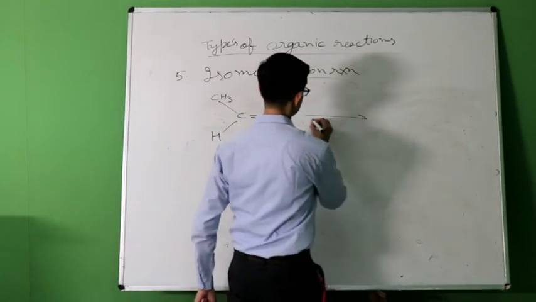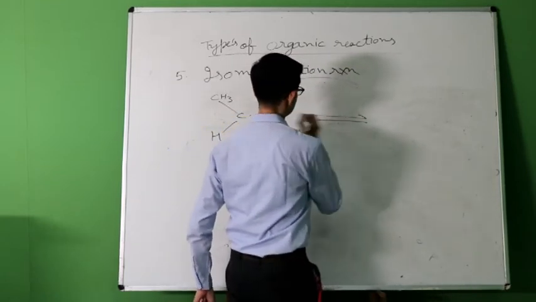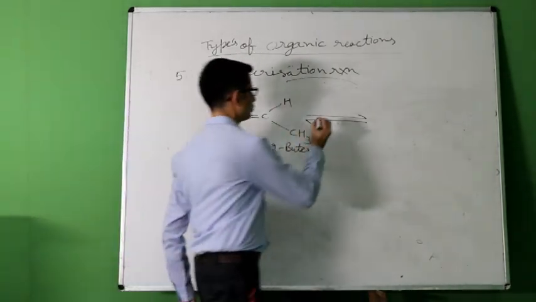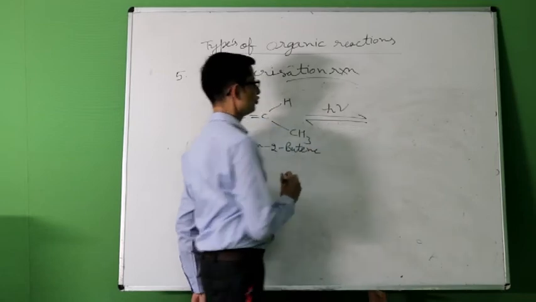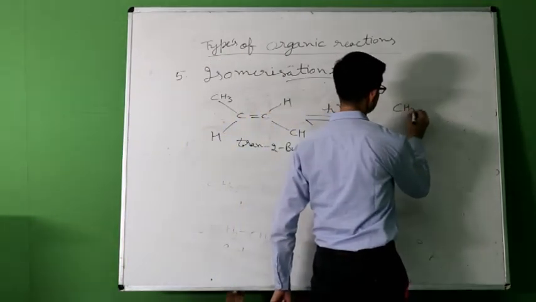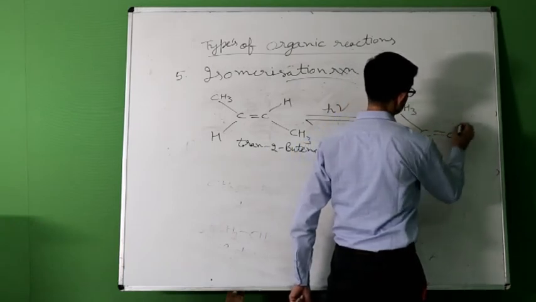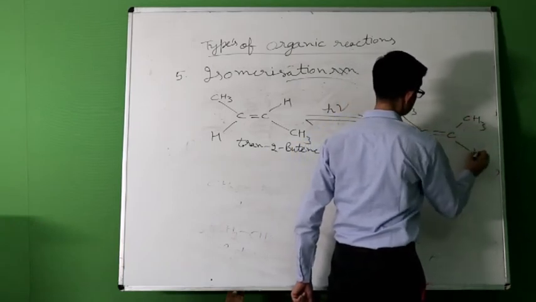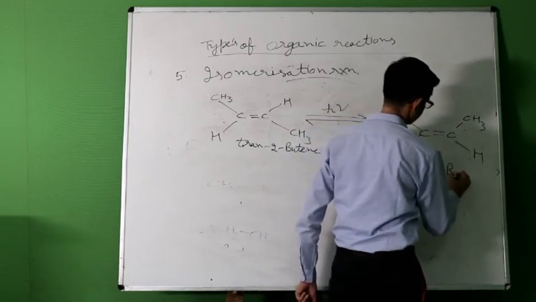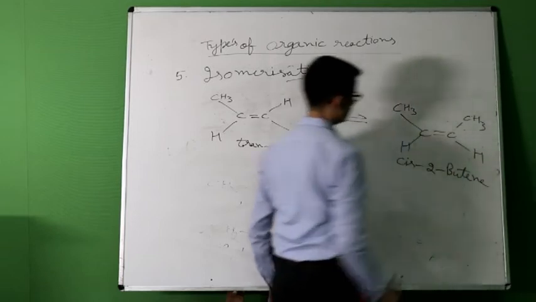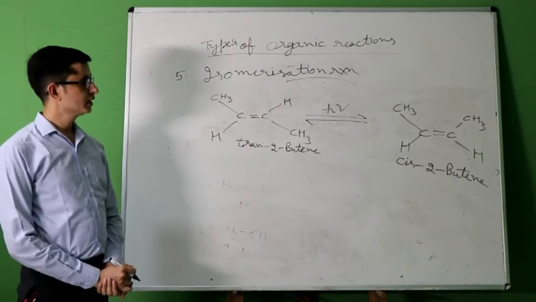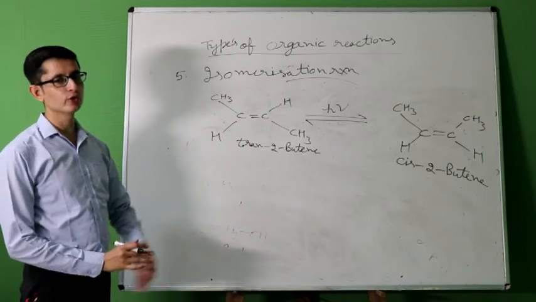When we heat this product, or generally in presence of UV light or sunlight, it is converted into the cis product, that is the cis isomer. So this is cis 2-butene. So here only one isomer is converted into another isomer, the remaining structure of the molecule is not affected.